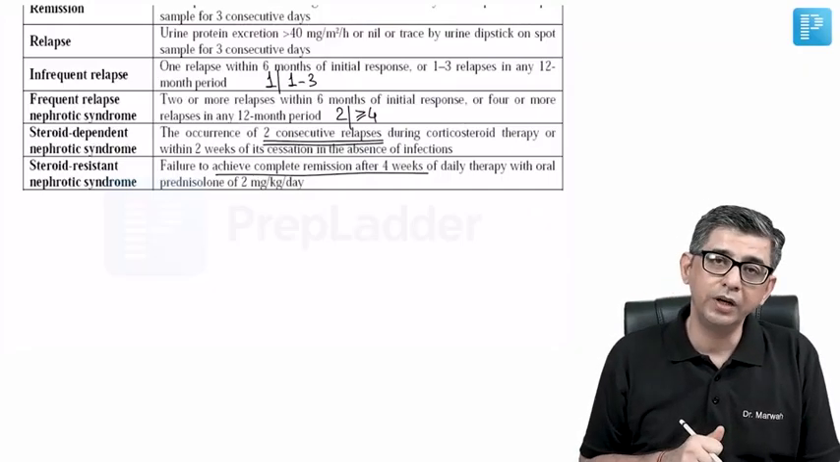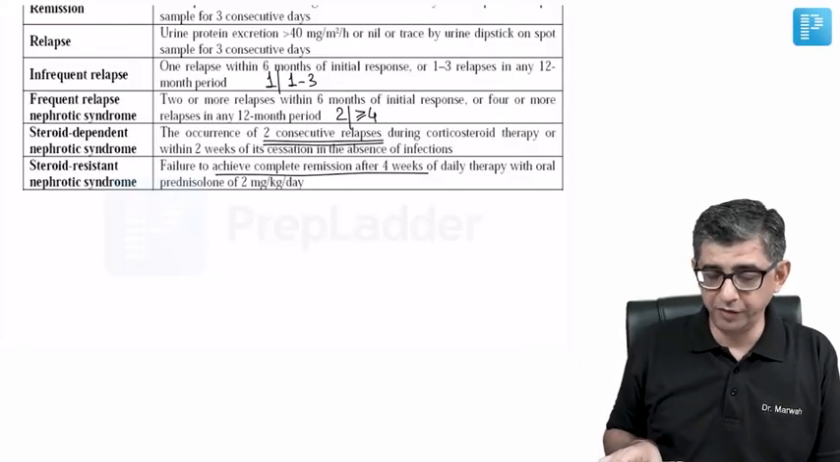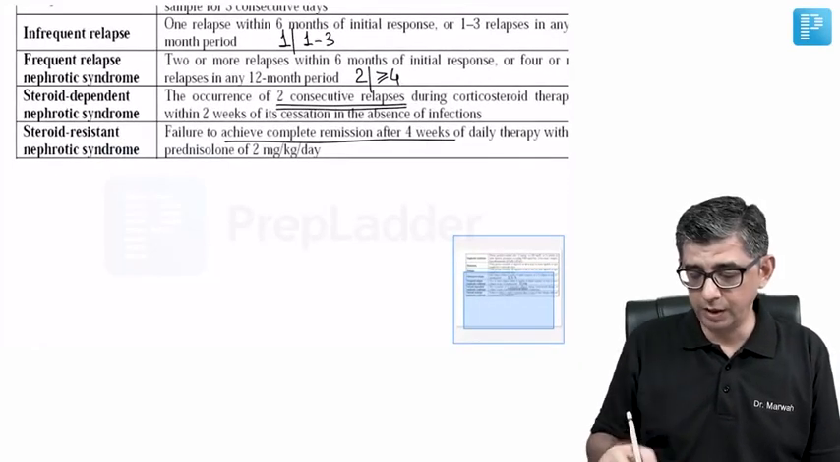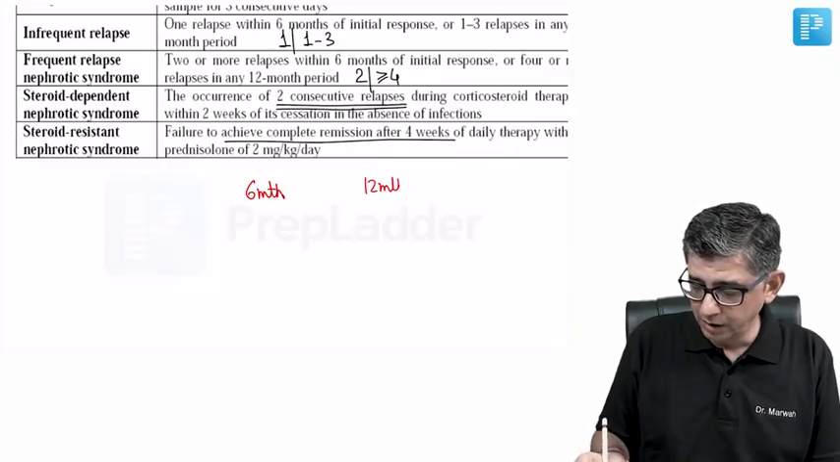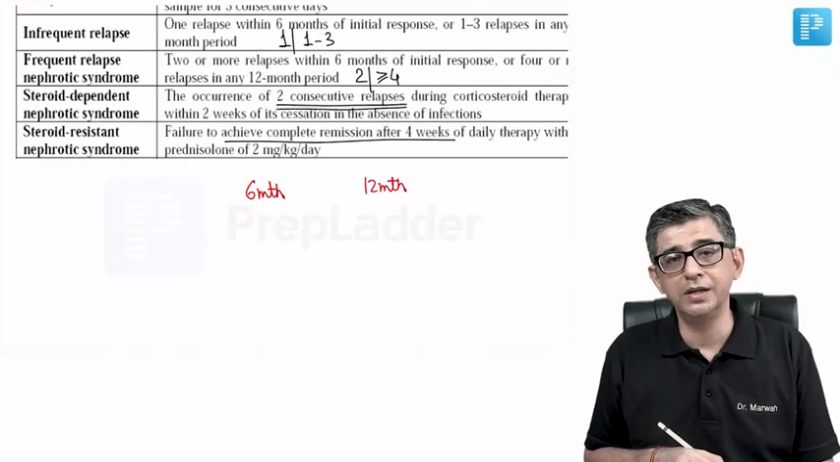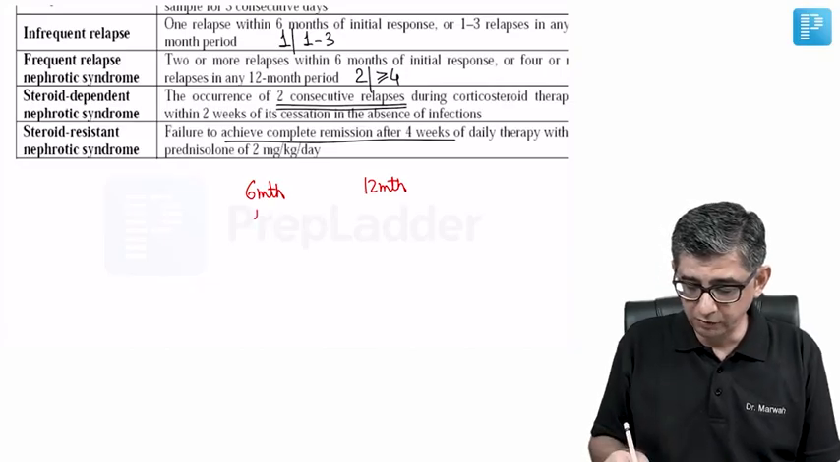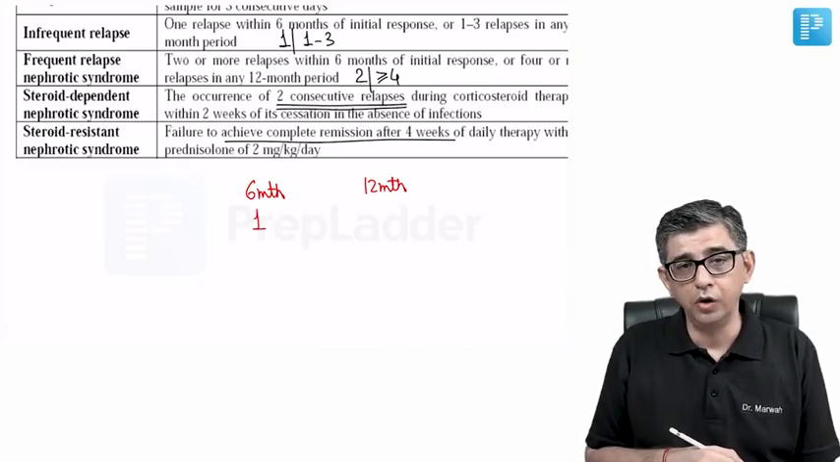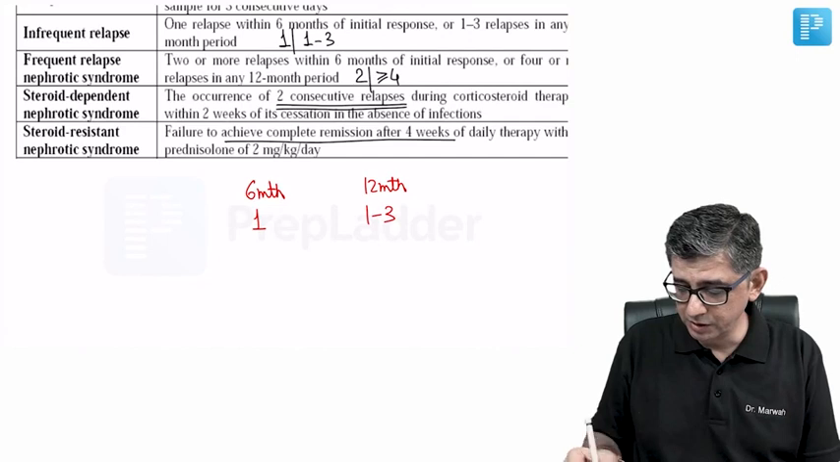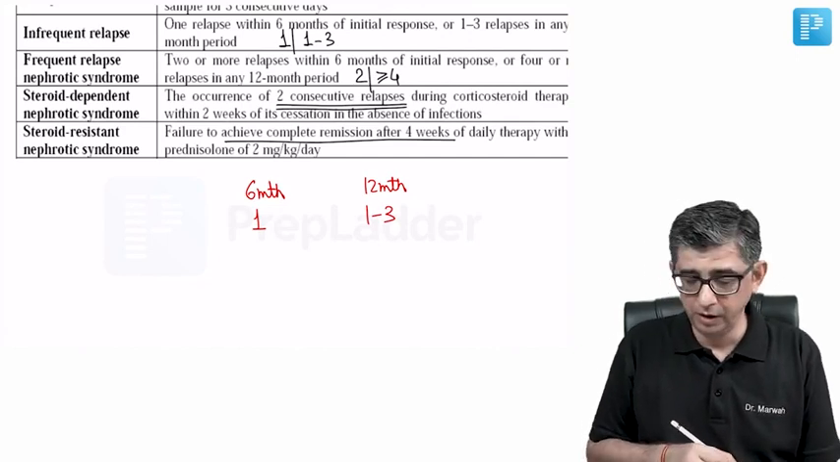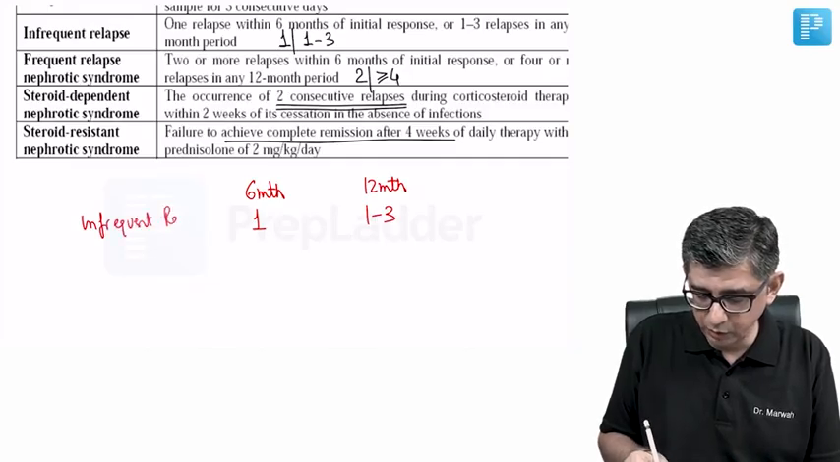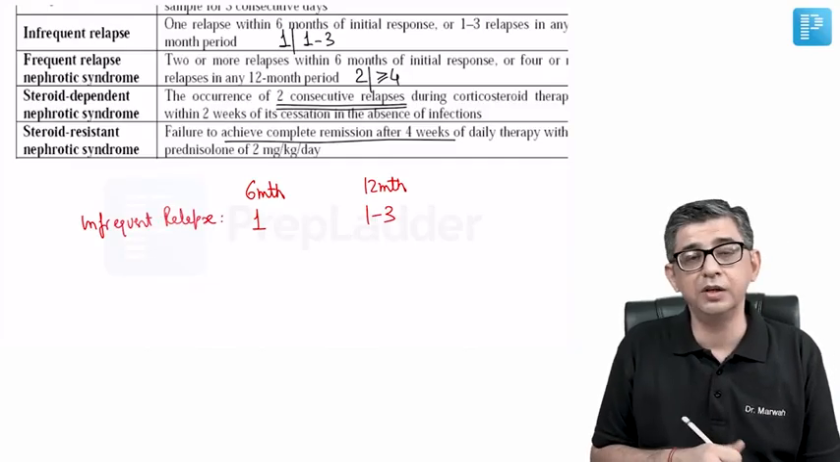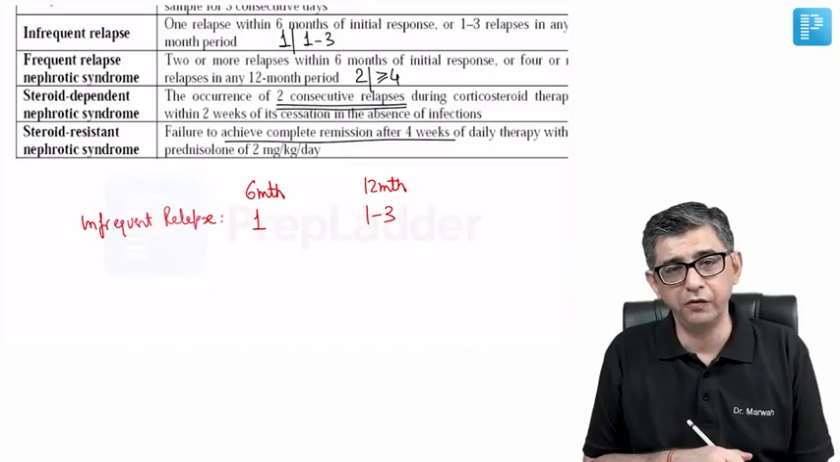Now the next slide I'll be utilizing to tell you definitions of a frequent relapser versus an infrequent relapser. So you can just put guidelines here, that is 6 months and then 12 months. And the data to be remembered is like this. If a patient is having 1 relapse in 6 months, or 1 to 3 relapses in a 12-month period, then I'm going to call this child as having an infrequent relapse. The definition of relapse, I told you, is that the proteinuria is back once again, at least 3 to 4 plus, present for 3 consecutive days.